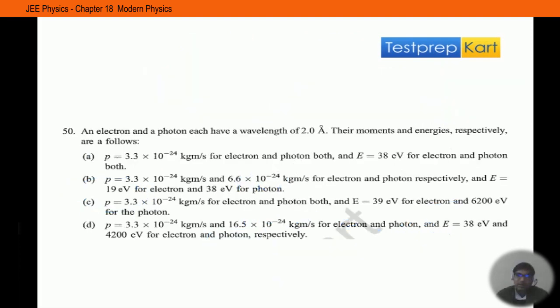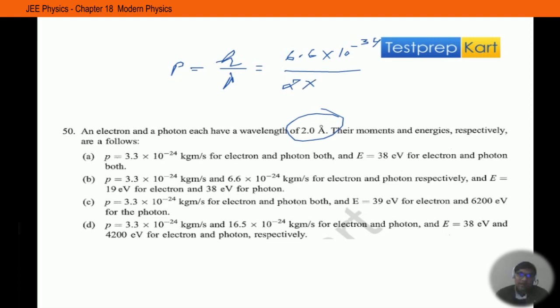Now question number 50. An electron of wavelength 2 angstrom, and its momentum and energy are respectively. So look, wavelength is given in angstrom. Then momentum can easily be calculated by using the de Broglie relation, p equals h over lambda. So h is 6.6 into 10 to the power minus 34 divided by 2 into 10 to the power minus 10. So we'll get 3.3 into 10 to the power minus 24 as momentum.